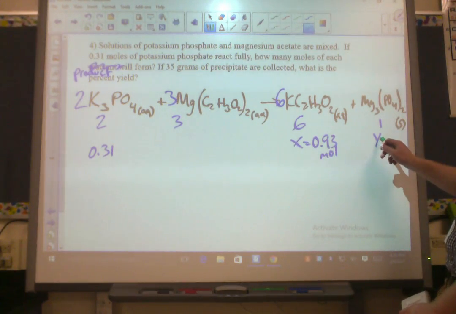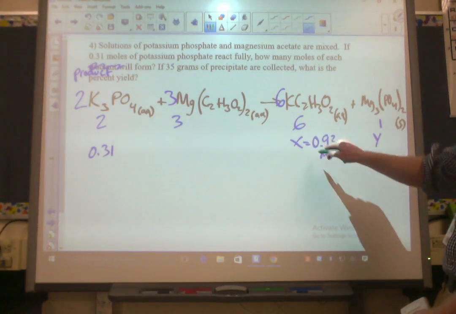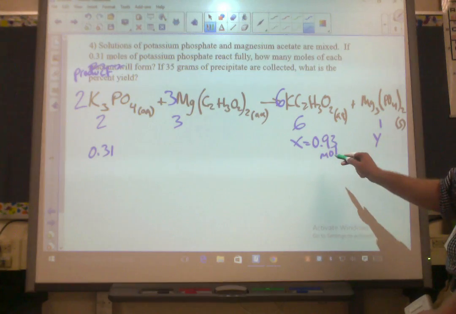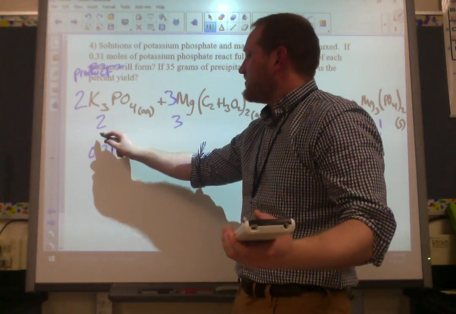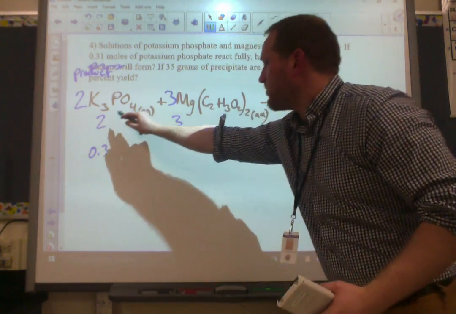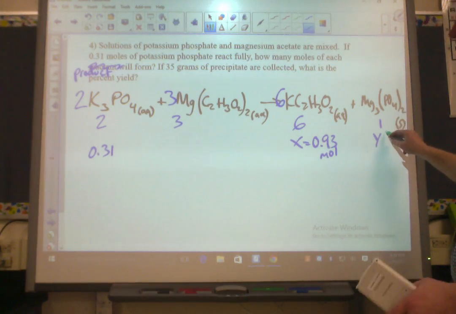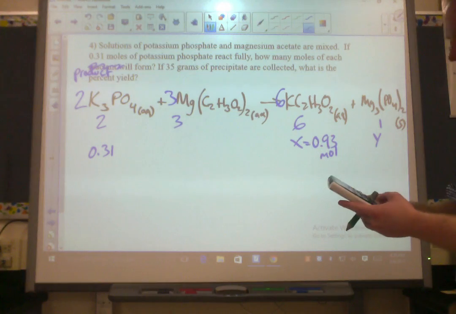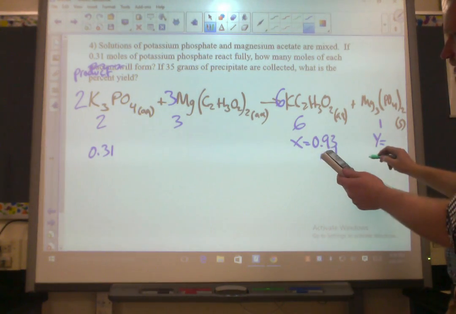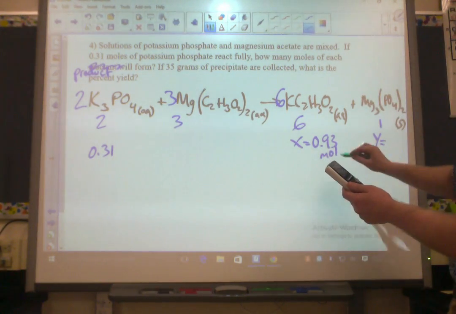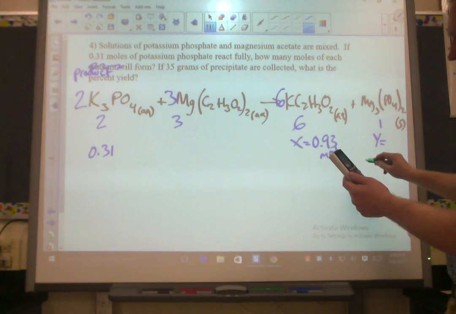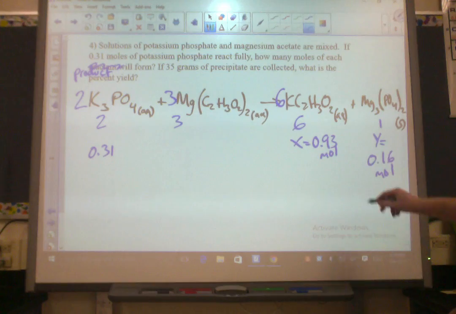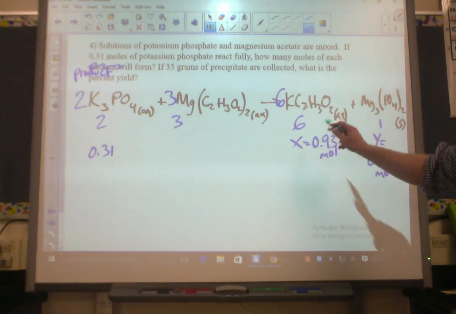Okay, so here, we actually have a couple options. You can use this and get that. You can say it's a 6 to 1 ratio. Let me divide that by 6. But I think it's easier to look at the 2. So it's a 2 to 1 ratio. So you're going to get half as much, so let's divide that by 2. 0.31 divided by 2. So y is going to equal, with 2 sig figs, 0.16. 0.16 moles.